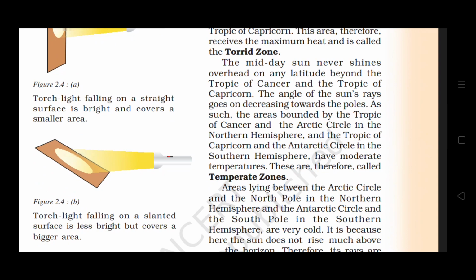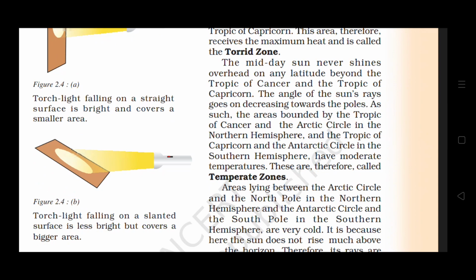So the angle of the sun's rays goes on decreasing towards the pole. As we move towards the pole, the level of sunlight falling on those areas is less, because the angle is very steep. Because the angle is very steep, the sunlight or the sun's heat cannot reach this region as properly as it does between the Tropic of Cancer and Tropic of Capricorn.